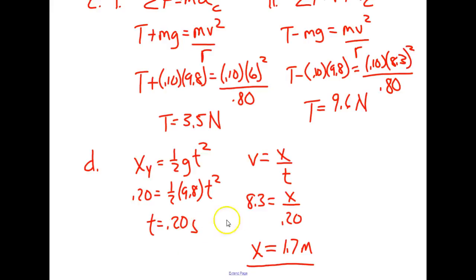You know the velocity at the bottom of the swing is 8.3 meters per second, equals the range over that time, 0.20 seconds. Multiply the two, and you get a horizontal distance, the range, to be 1.7 meters.